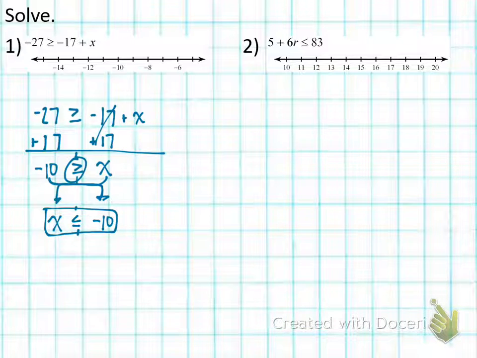Did you see how I flipped that last sign? Did y'all see that? Because I flipped sides, because we want the letter to be first. Do we always flip the sign? No, only when we need to flip the sides.